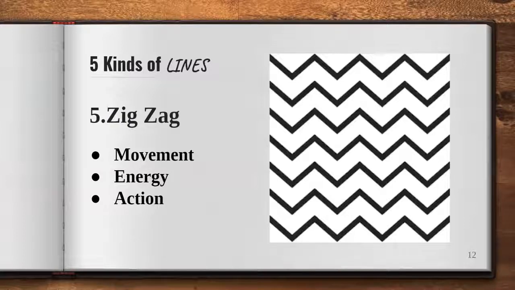Kind of line number 5, zigzag. A zigzag is nothing more than attached diagonal lines. They're all diagonals going one way and then another, and then the other, and then the other, alternating. So therefore, if they have diagonals in them somewhere, they're going to show movement. These now, because we have opposite or opposing diagonals, give us the feeling of energy.